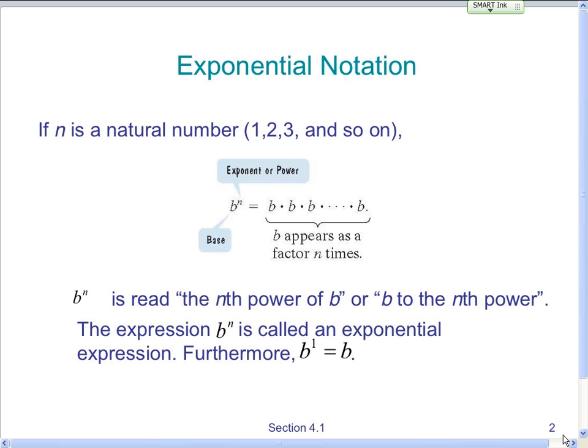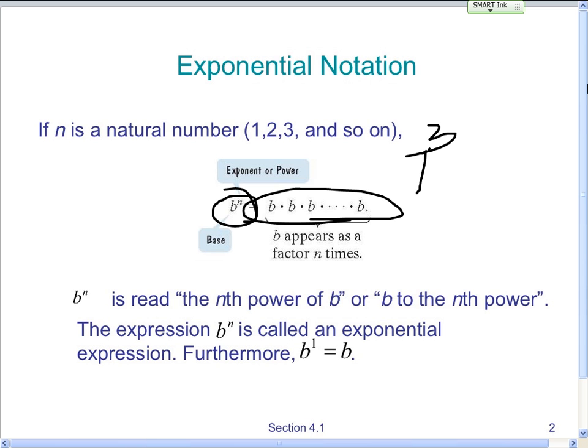We should know what exponential notation is. So let's say, for example, we have a base raised to an exponent. What that means is multiply that base that many times. So for example, if I had 7 raised to the third power, what that means is 7 times 7 times 7, and there are 3 sevens being multiplied.